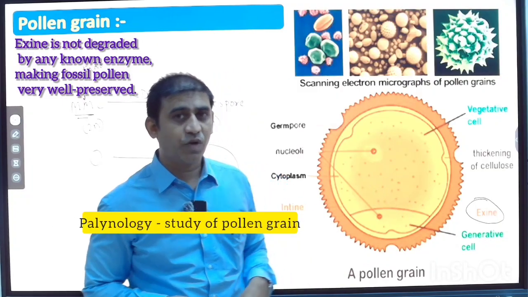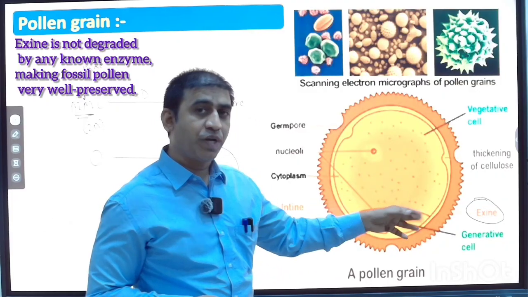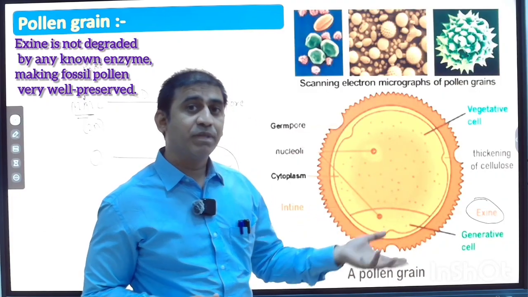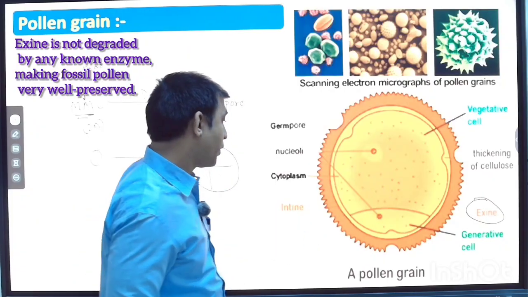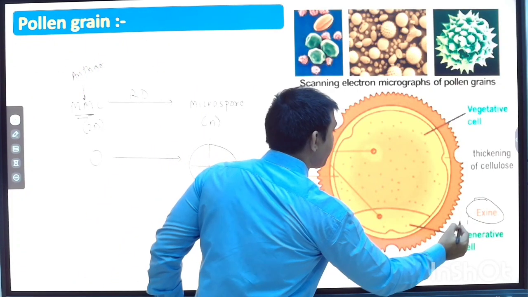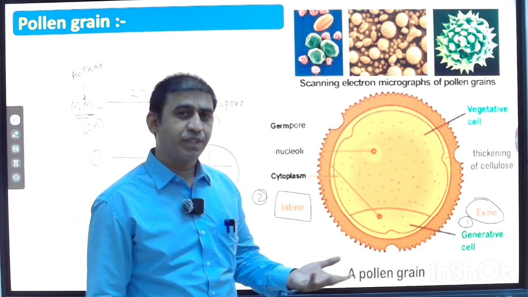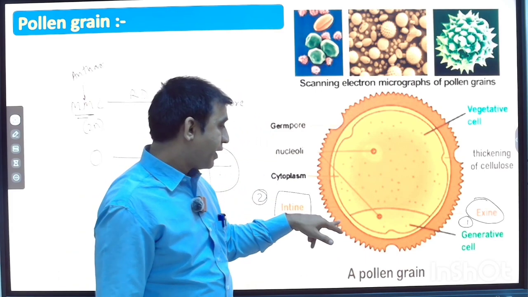Study of pollen grain is called palynology. But because of sporopollenin in the exine, it can be found in the fossil form also. Then this number 2, this is intine. Intine is the inner layer of pollen grain, which is made up of pectin and cellulose.